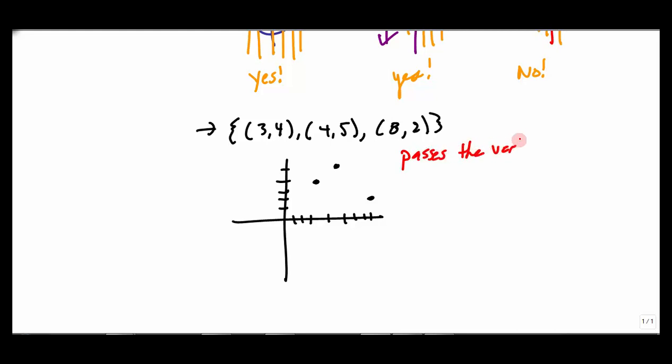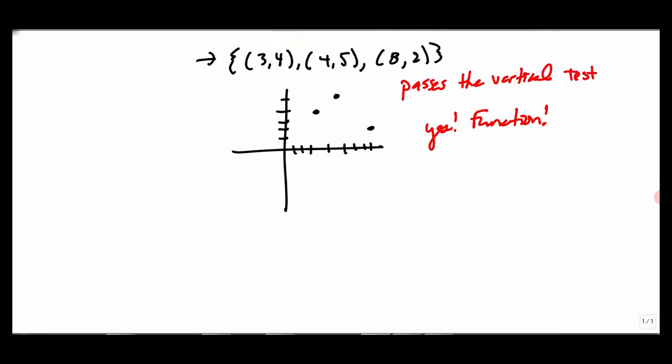And also each value of x has a unique y, meaning 3 only maps to 4. It doesn't map to any other value. 4 only maps to 5, not to any other value, and the same with (8, 2). So it passes the vertical line test, so yes, this is a function. So if you're not sure about the definition, you could always do some graphing.